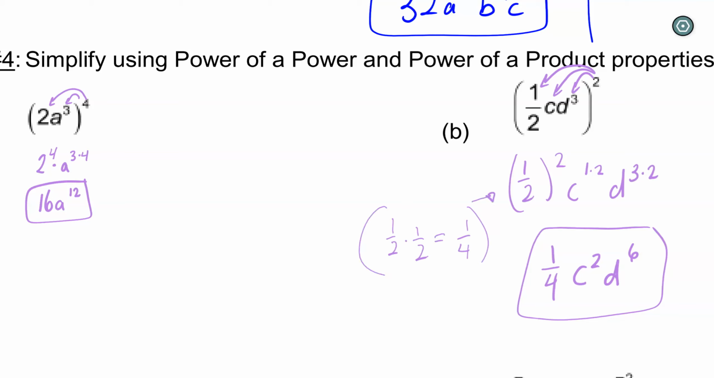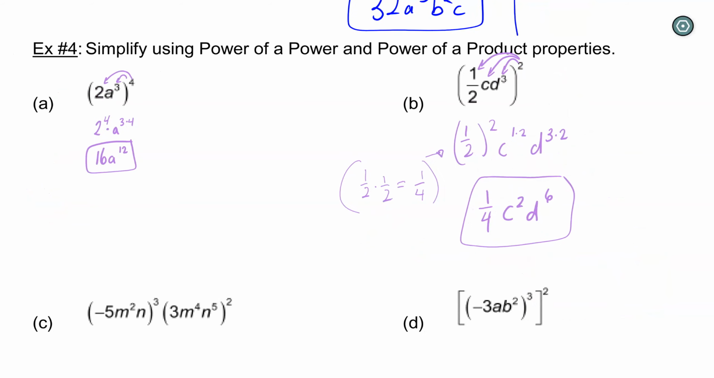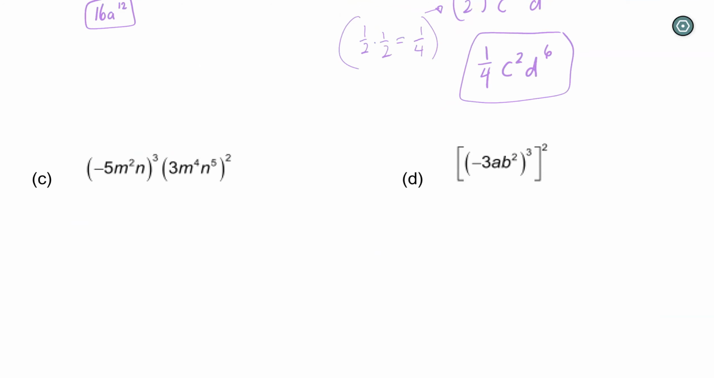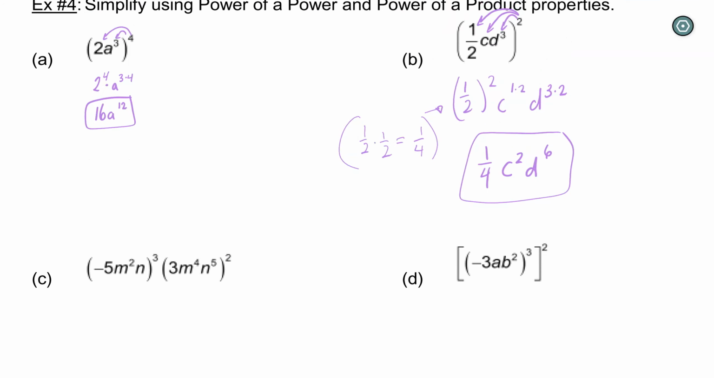All right, how do we feel about this so far? We're doing okay? Nice little cobwebs being cleared, having lots of practice. Okay, so, do you want to do these two? Okay, sure. Let's do C.